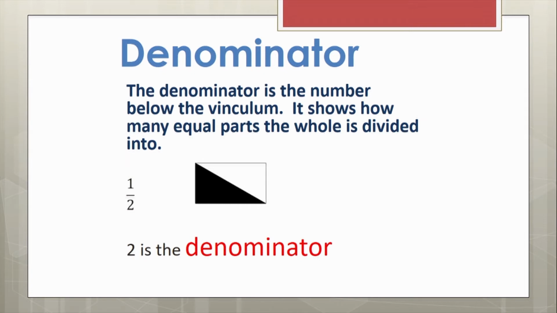What is the denominator? The denominator is the number below the vinculum. It shows how many equal parts the whole is divided into. So this is a representation of a half again. This is another way to represent a half. So we count 1, 2, and we notice that 2 is the denominator because 2 is the total parts in which the shape is divided.